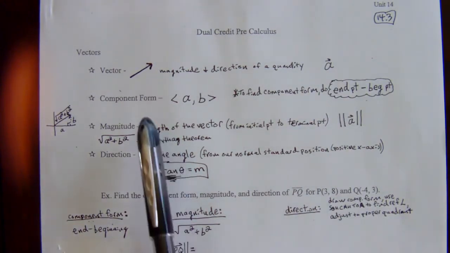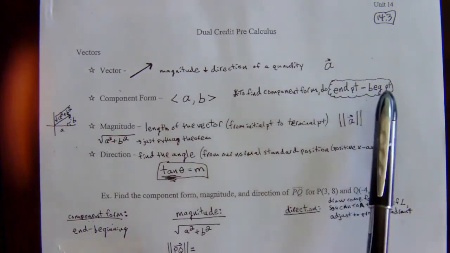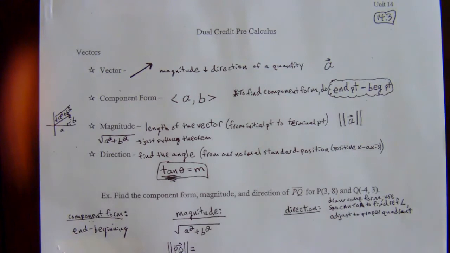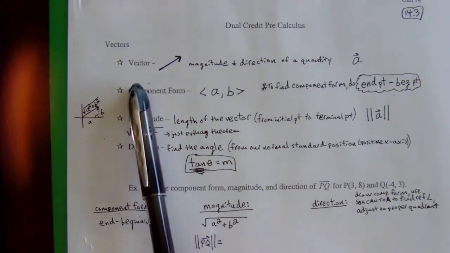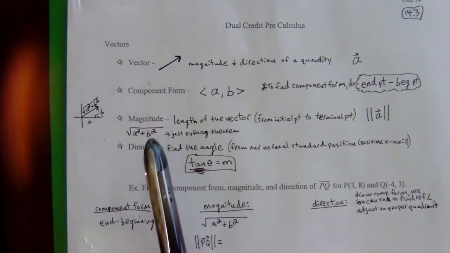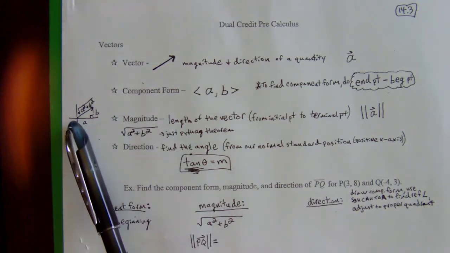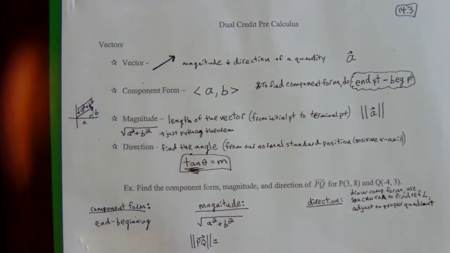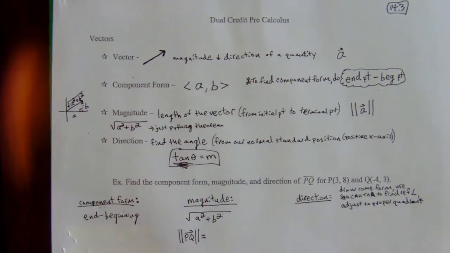We'll learn how to find a component form of a vector. To find a component form of a vector, it's just the ending point minus the beginning point, also called the terminal point minus the initial point. Because you can have a vector start way up here or way down here and go in all different directions, what the component form will give us is a vector that always starts at the origin and then goes however that magnitude and direction is going to be. So we'll show you that in a second with an example.